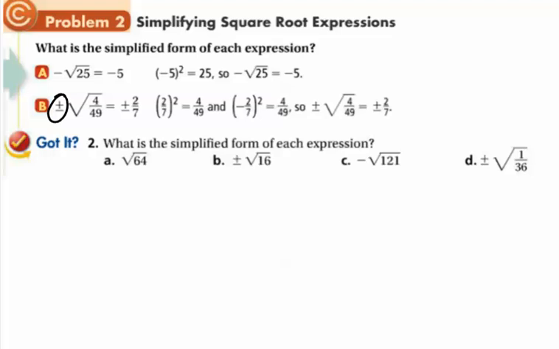All right, so to walk you through the got it, what is a simplified form of each expression? This one's just going to be square root of 8, because I'm going to punch it in my calculator, right? For B, I want both the positive and negative answer. You can punch that in your calculator. This one, they want the negative answer. This one, they want both the positive and the negative. So see if you can find these real quick, and I'll see you on the other side.